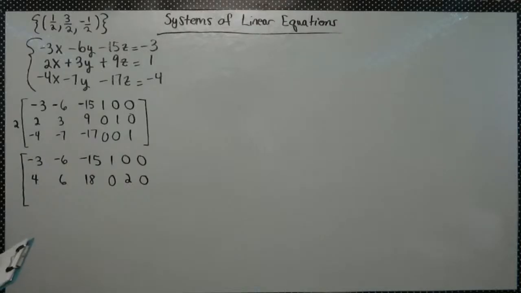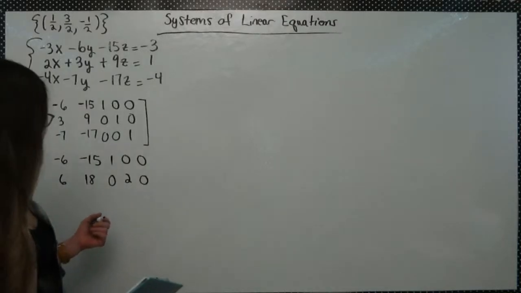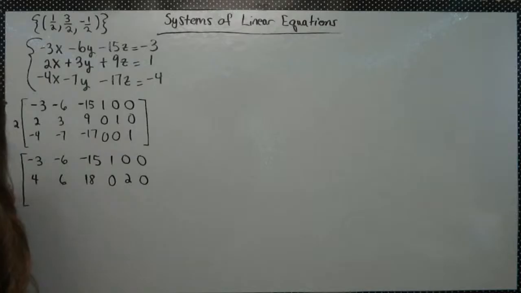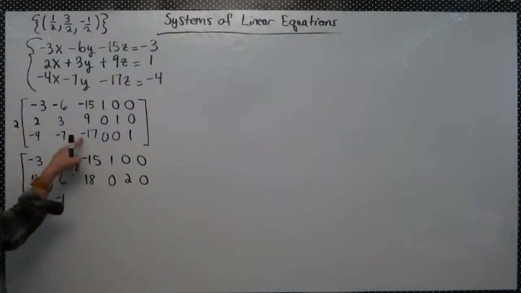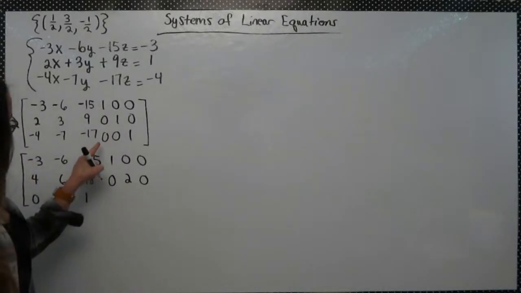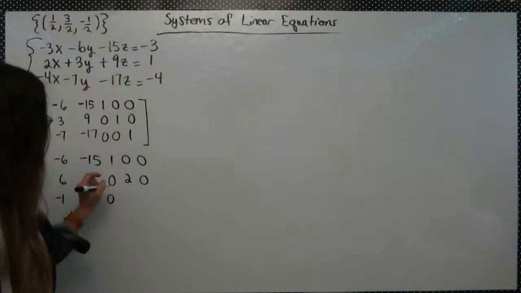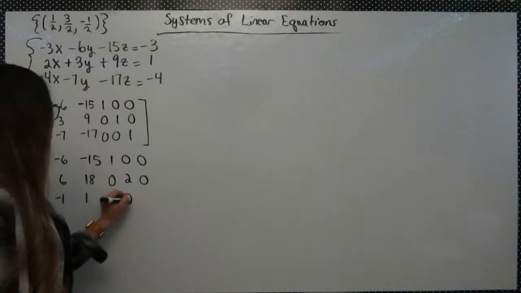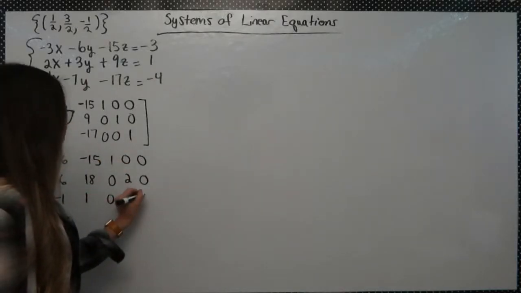It looks like I added row 2, so we'll write that down. We're going to add row 2 to row 3, and we're going to replace row 3. So let's do that. We've got 4 minus 4 is 0. 6 minus 7 is -1. 18 minus 17 is 1. 0 plus 0 is 0. 2 plus 0 is 2. And 0 plus 1 is 1.